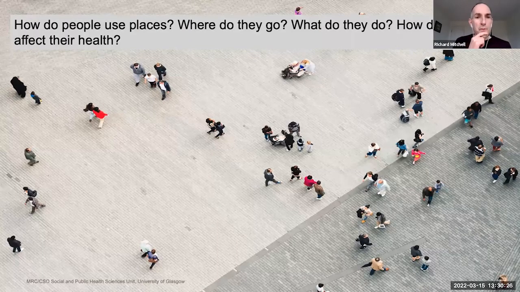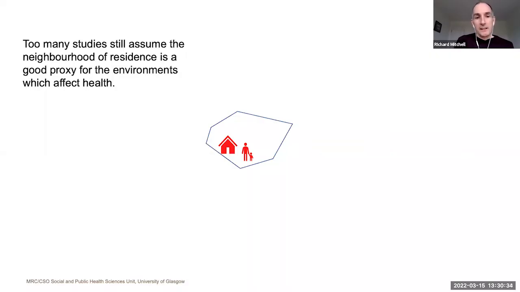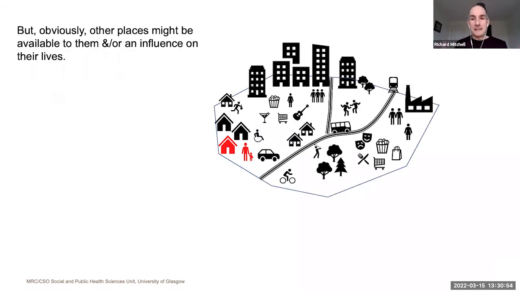Okay, so I want now to move to how people use places. And we're thinking here about where do they go, what do they do, and how does that affect their health? Now, an awful lot of epidemiology and public health still assumes that your neighbourhood of residence is a good proxy for the environment which might affect your health. So we know where people live, we maybe have some understanding of the facilities or the retail environment or the air quality or something around the house, and we assume that that's exposure. But obviously, other places in towns and cities are available, and most people are moving around and experiencing influence on their lives and their health from other parts of the city.